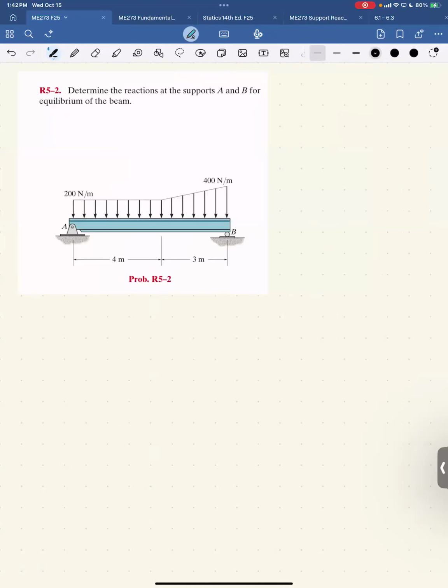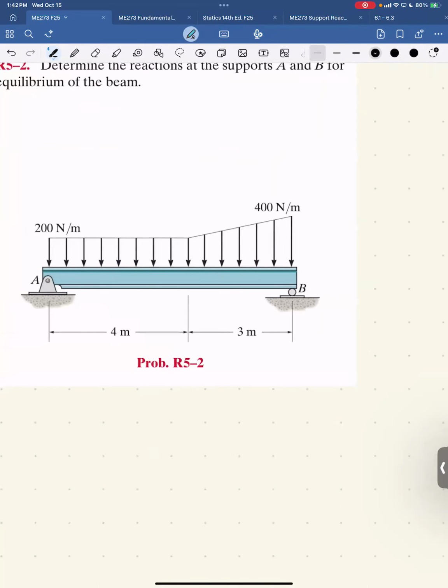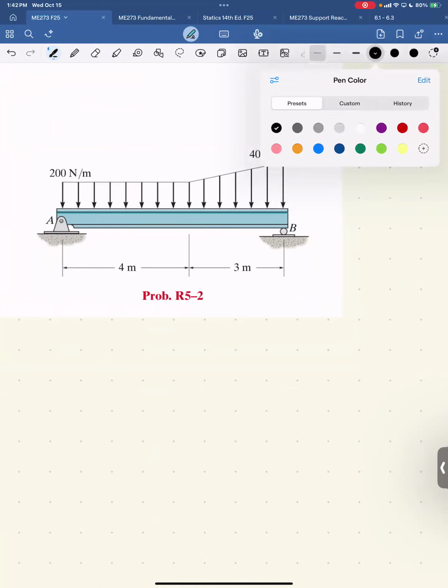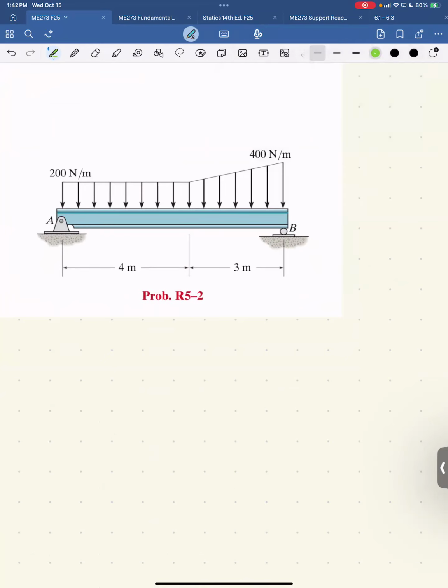All right, what are the reactions at the supports A and B? Okay, so I've got a distributed load here, so I need to figure out how to break that up. Let's just do that first. So let's do it in green. I'm going to take one shape as this big, long rectangle. That leaves me with a triangle instead of a trapezoid, so it's easier. So that height is 200 newtons per meter. It's 4 plus 3 meters long. So 7 times 200 is 1,400.